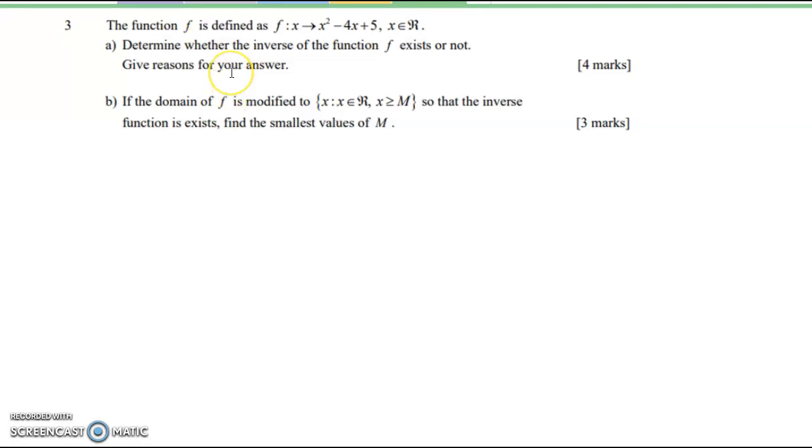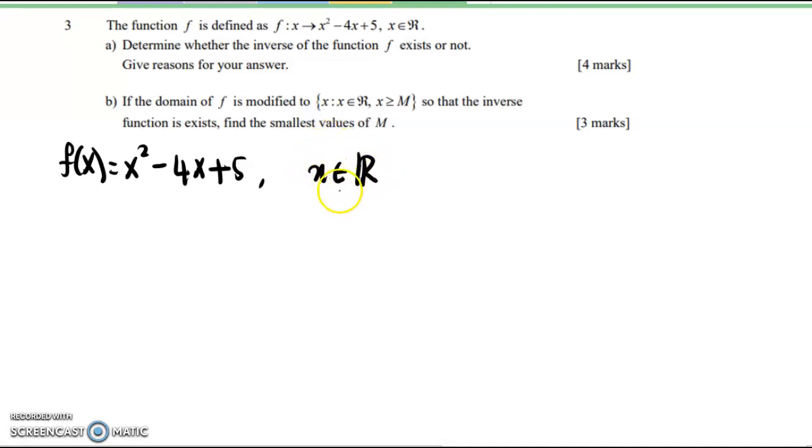Trial 1, section B, number 3. Given f(x) equals x squared minus 4x plus 5, and then your x is a real number. Okay, x ini merujuk kepada domain. So, question 3a, determine whether the inverse of f exists or not.